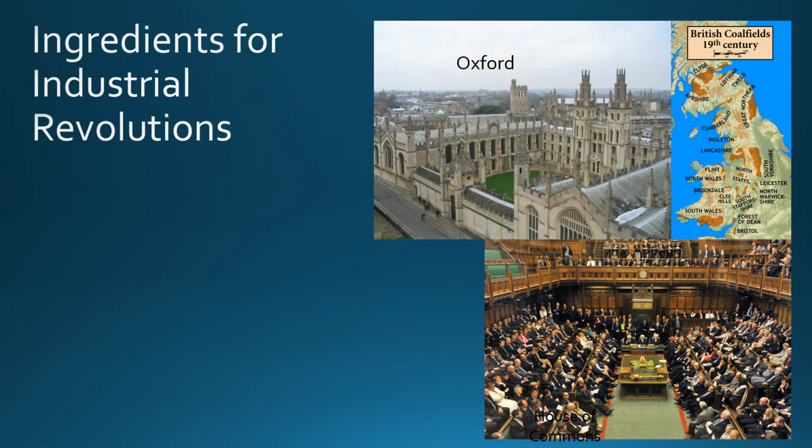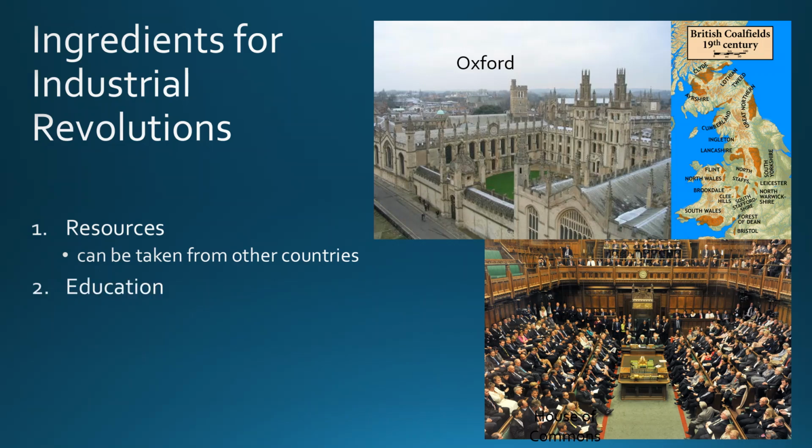So what do you need to industrialize? What do you need for an industrial revolution? You need resources, right? These can be taken from other countries in some circumstances, but you have to have a certain amount at home. But you can certainly import some things that you need. You need to have education. You, generally speaking, need to have a more educated public in order to participate in this industrialization.